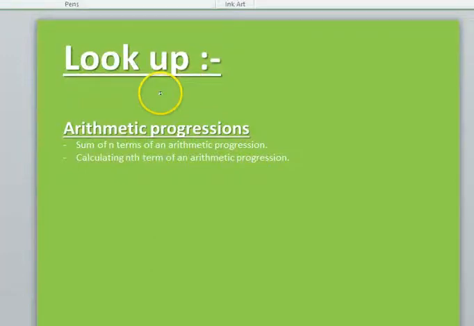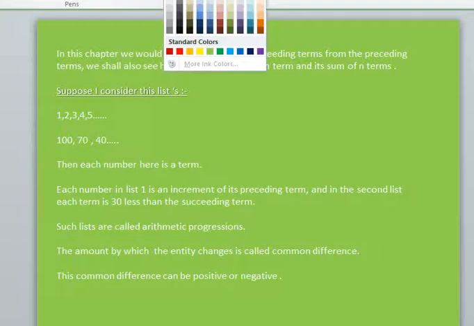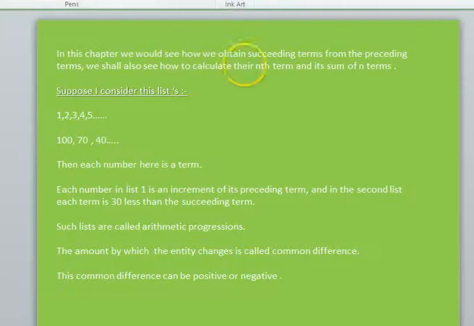Hi, I'm Mithilesh. Today we're going to look up arithmetic progressions. Subtopic: sum of n terms of an arithmetic progression and calculating the nth term of an arithmetic progression. In this chapter, we would see how we obtain succeeding terms from the preceding terms, and we shall also see how to calculate their nth term and the sum of n terms.